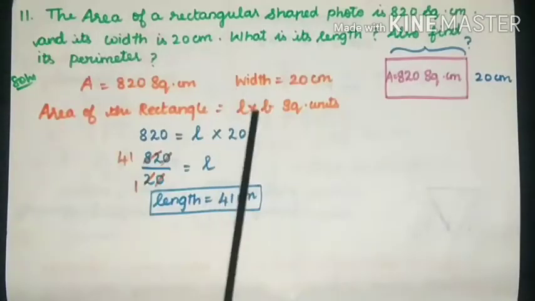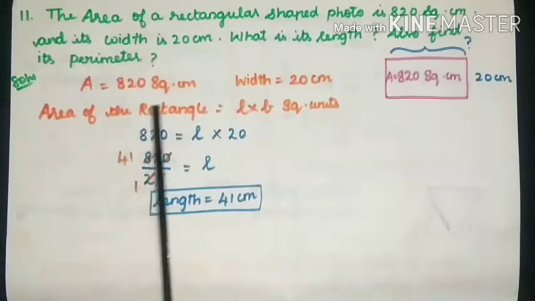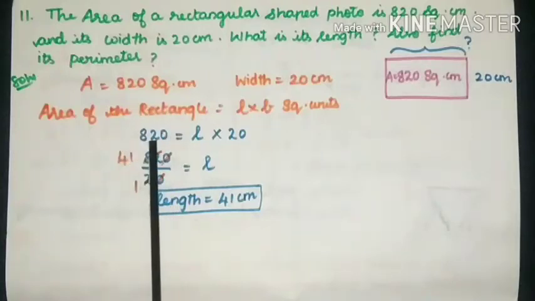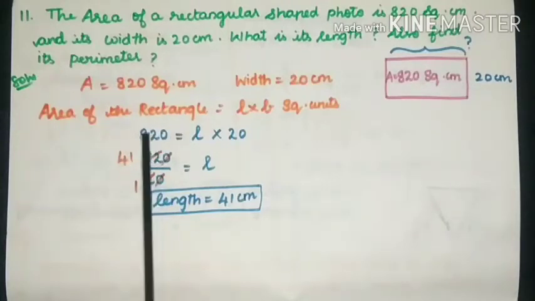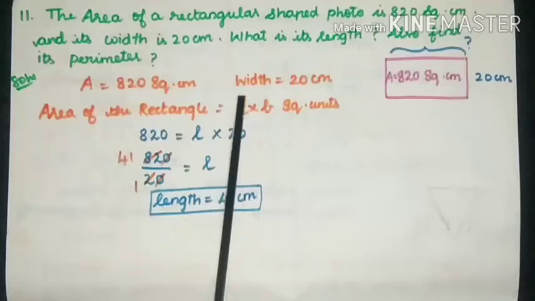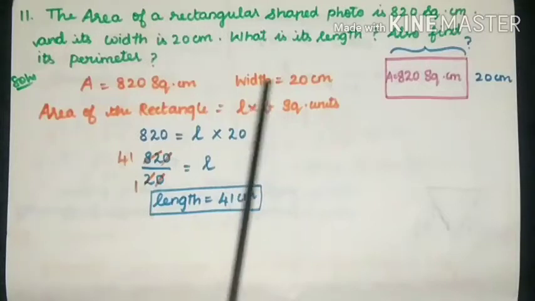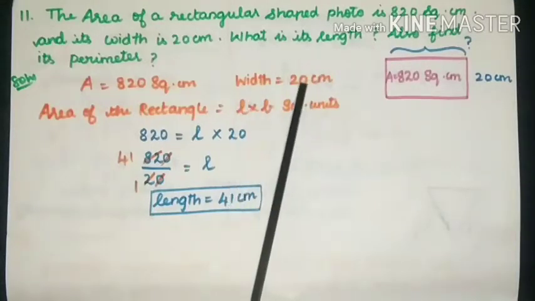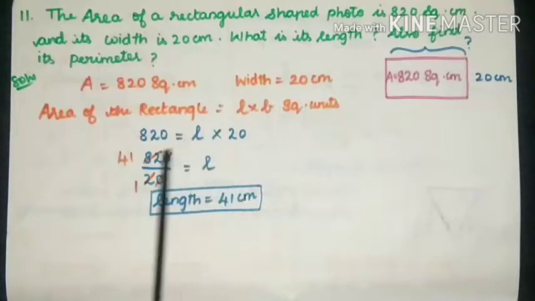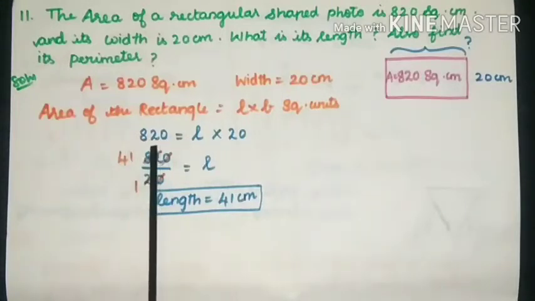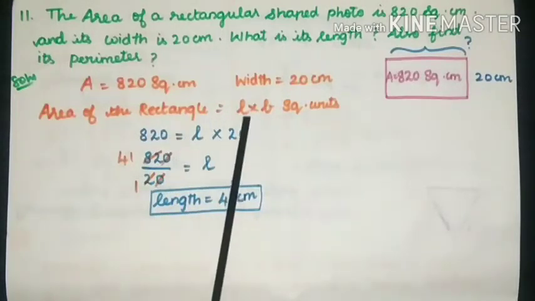Here length is not given, but area of the rectangle value is given, that is 820 square centimeter. Length is not given, so you have to write here L, and breadth is given as 20 centimeter. Breadth is nothing but width. Width value is equal to 20 centimeter. Therefore, 820 is equal to L into 20.